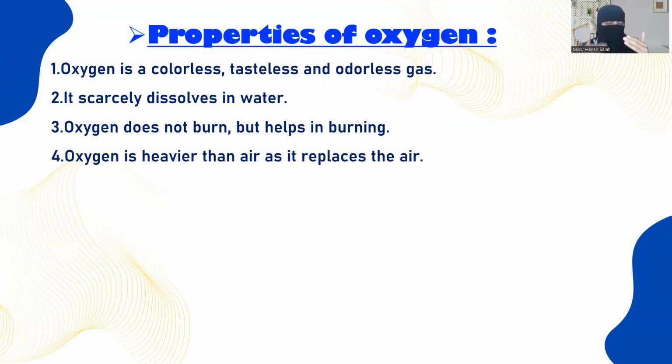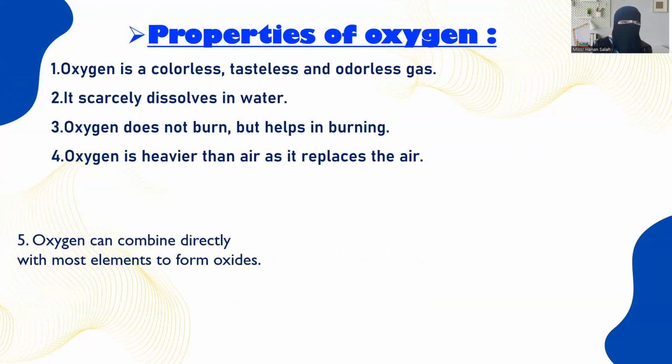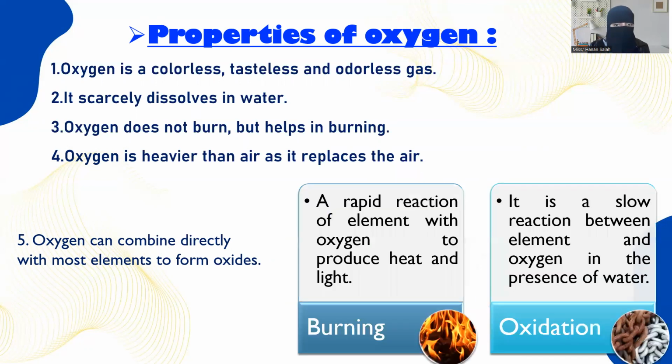So it replaces air. As you go up from the center of the earth, the oxygen decreases, and that's why we use cylinders while we're going up in the mountain. Number 5, oxygen can combine with the other elements to make oxides, like it reacts with magnesium to form magnesium oxide. And that's the reaction of oxygen with the other elements.